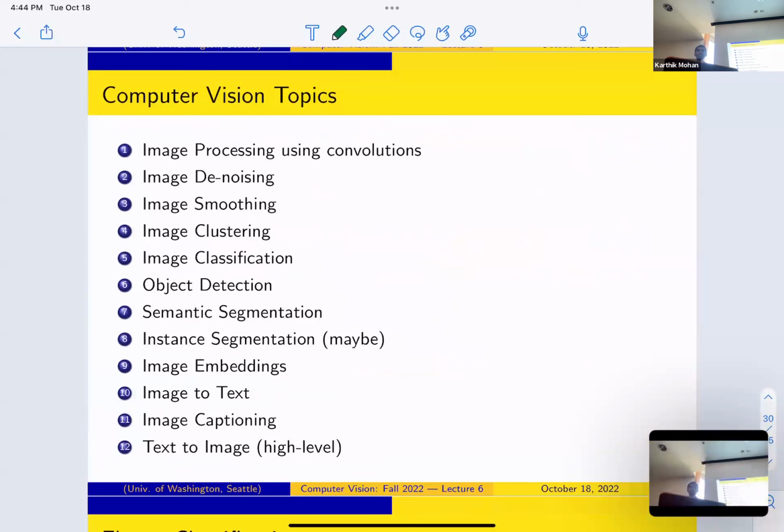So if you remember in the first lecture, I outlined a bunch of topics in computer vision that we'll be touching upon. So let's just look at where we are right now. We covered image processing using convolutions, image denoising, image smoothing, and image clustering. And today we start on image classification, and then we have a long way to go. Each of these can be like 2-3 weeks. So we don't have too many weeks, but we'll try to get through as much as we can. So hopefully we get to image to text. That's my goal. But text to image maybe a little bit. But yeah, this would be a good goal to hit.